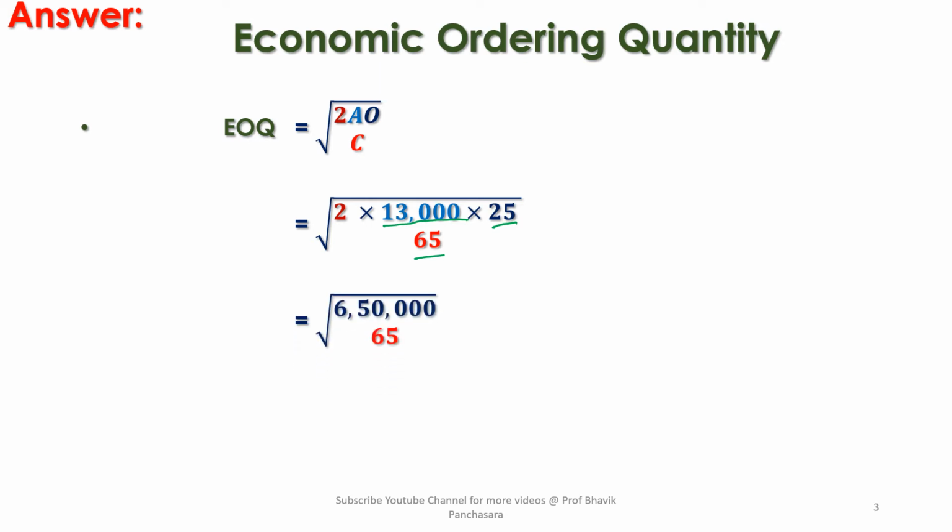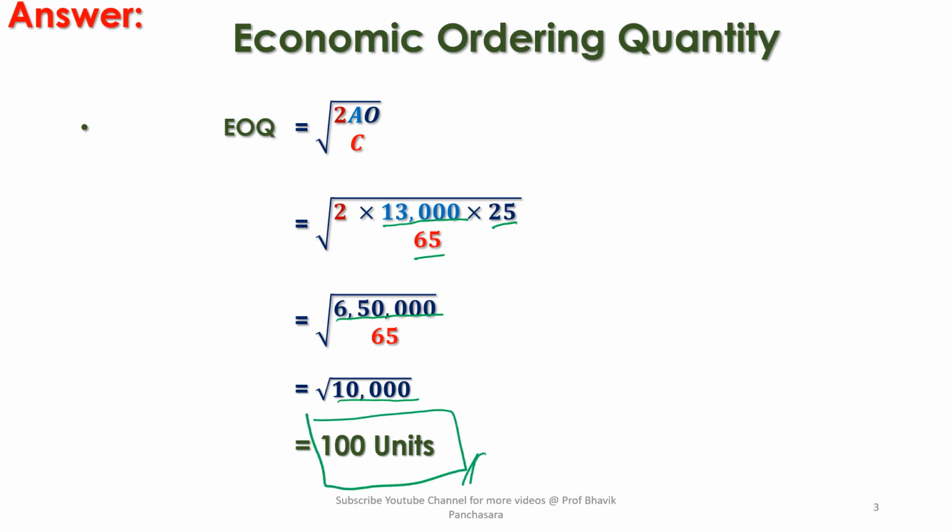Now, if we simplify, it will be 6,50,000 divided by 65. Further simplifying, that will be 10,000 under square root. If we remove this square root, the final answer is 100 units. So, here we can say that economic ordering quantity is 100 units.